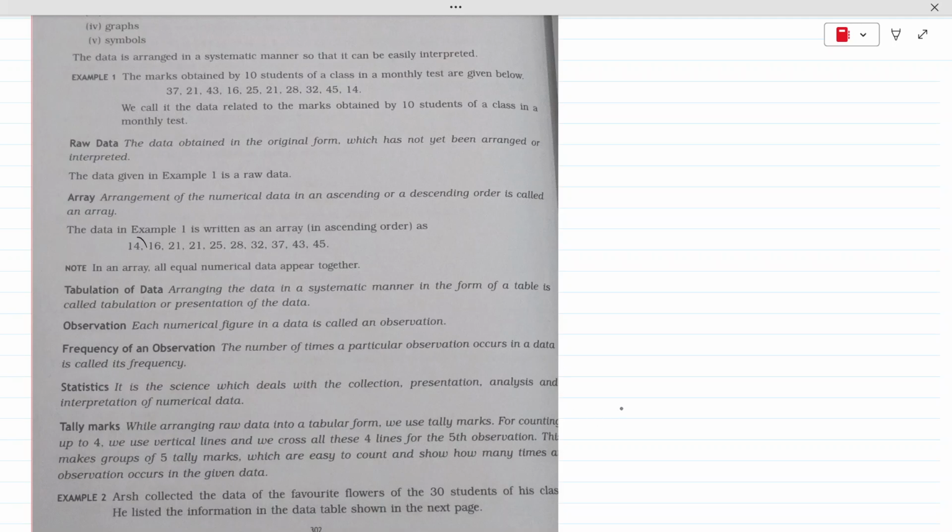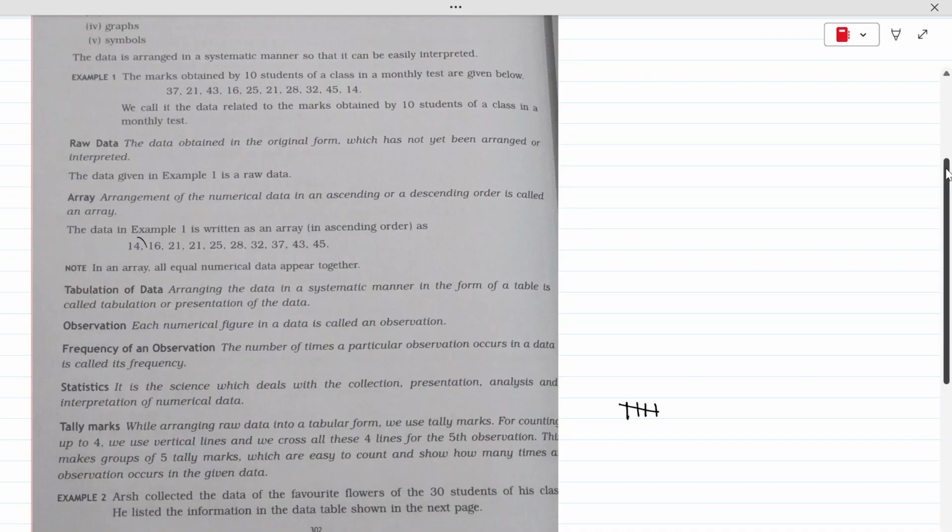And how do we do it? For the first four numbers, we make 1, 2, 3, 4 as vertical lines, and the fifth line will be drawn like a diagonal line. This we have already done in our NCERT book portions, right? So these are the concepts which are given in this book.